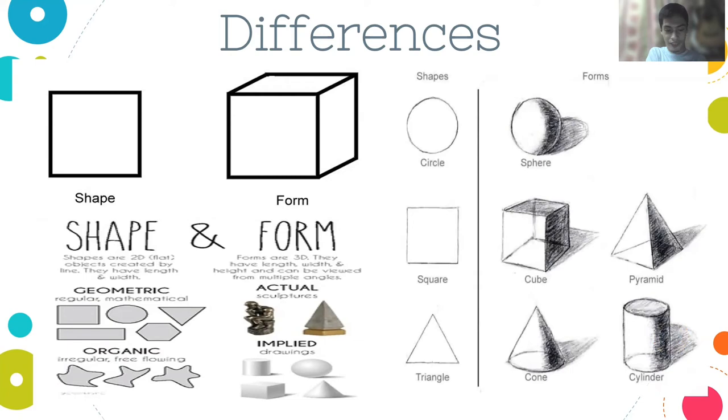Nabanggit ko na rin kanina na kung sa shape, circle lang yung makikita natin. Pagdating sa form, nagiging sphere na siya, kasi nga yung kabuuan na mismo yung makikita natin dito. Sa square, naging cube. Sa triangle, naging pyramid. Naging cone. Naging cylinder. At marami pang iba. These are the major differences between the shape and the forms. I hope na nagiging clear sa inyo kung ano nga ba yung forms.